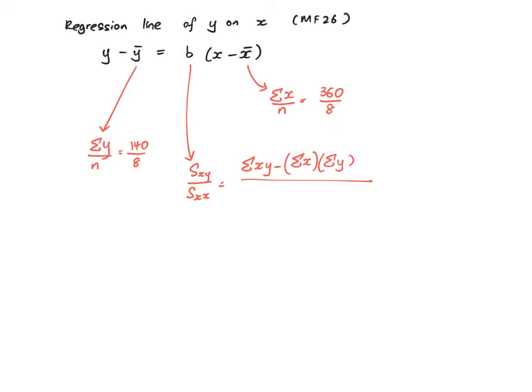Let me just rewrite this portion again to make it clearer. Over the summation of x squared minus the summation of x, whole thing squared, over n. And we're just going to put in bit by bit what we saw in the question.